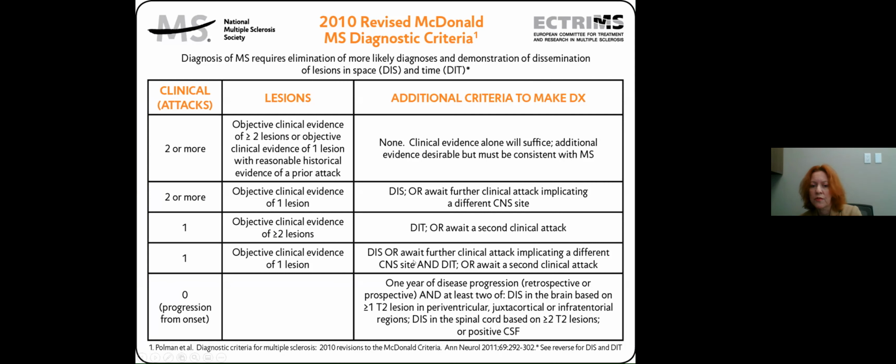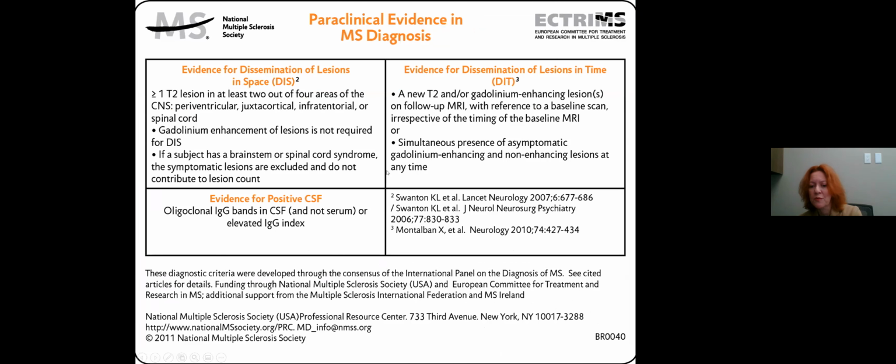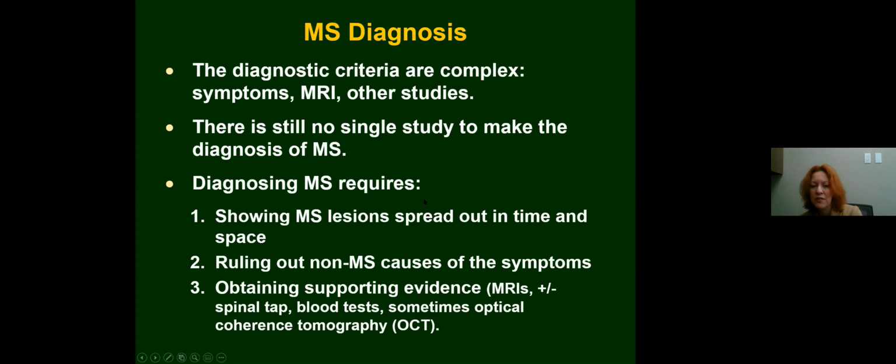So I won't go over this in detail, not before lunch. I'll put you guys to sleep. But there are lots of components to the diagnostic criteria. I just want to show how complicated the diagnosis is, and it can be frustrating when you're going through the diagnosis process because there's no single study that confirms necessarily that you have MS.